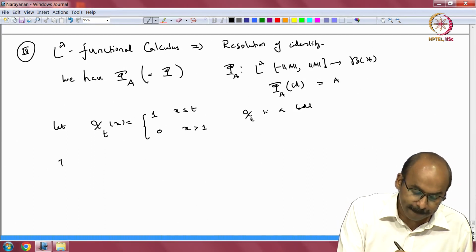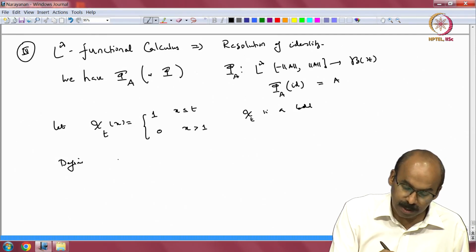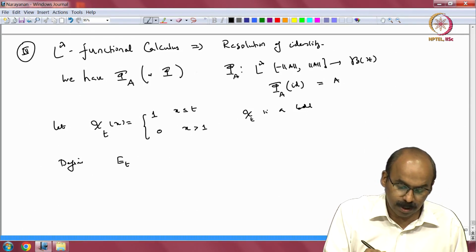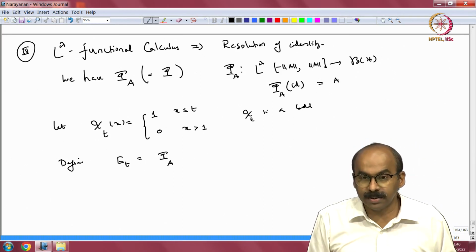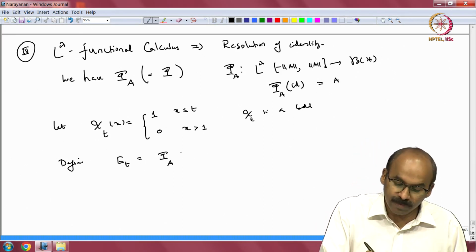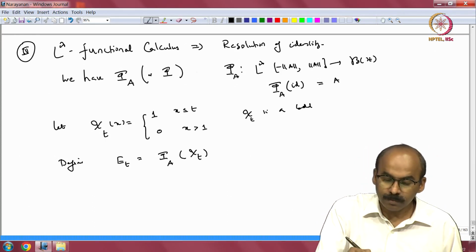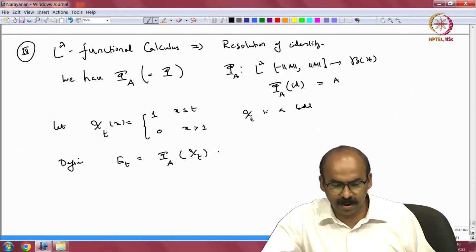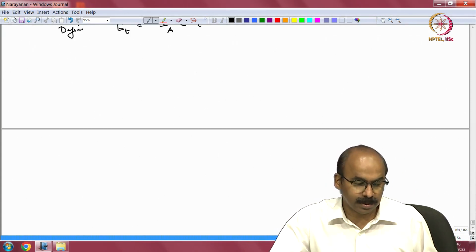So, define E sub t. That is the resolution of identity I want to define: E sub t equals phi A of chi sub t, that is, the homomorphism which defines the L infinity functional calculus applied to this bounded function chi sub t. Then you have to prove that it is a resolution of identity. That is more or less straightforward, but at least let us see some properties.